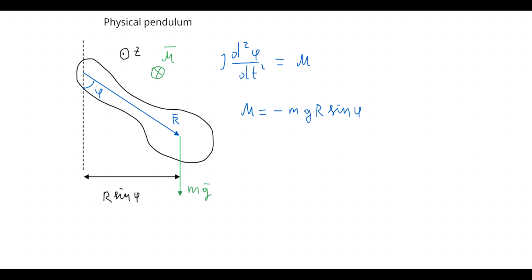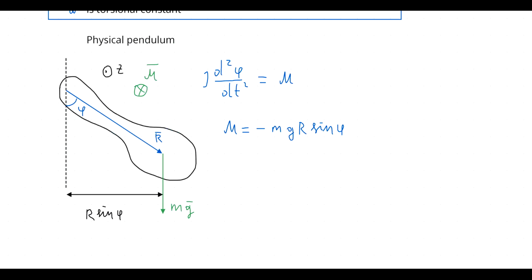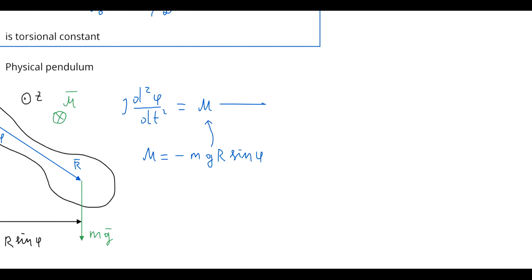mgr sin phi. Okay, and what about the equation of dynamics? Let's substitute this here, and we will obtain that this is equal to this.